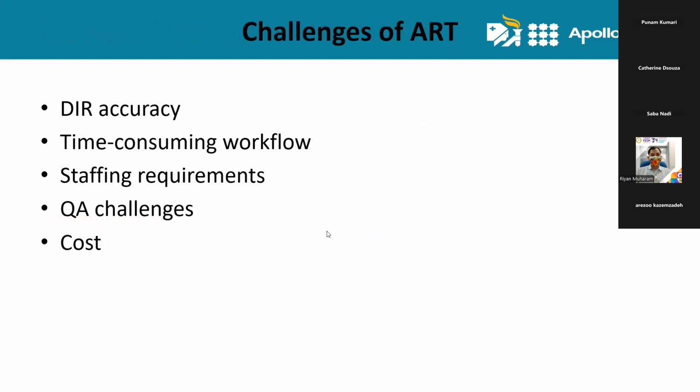So what about the challenges of ART? First, DIR accuracy, that is deformable image registration, is not always perfect. Inaccurate image registration can lead to contouring errors and affect dose calculations. Second is the time consuming workflow. ART involves imaging, contour review, plan adaptation, quality assurance, and plan approval, making the treatment process longer than conventional radiotherapy, as well as staff requirements and QA challenges.